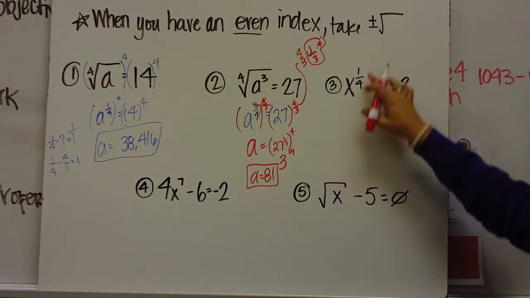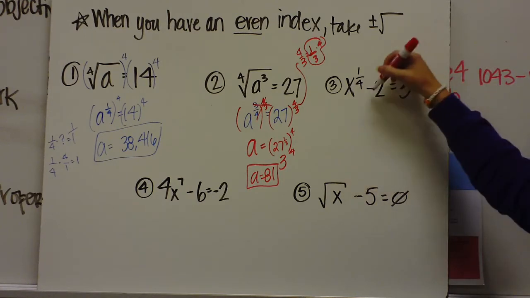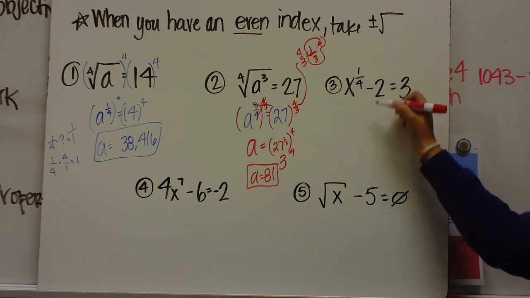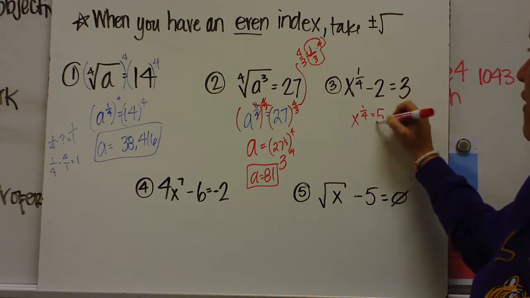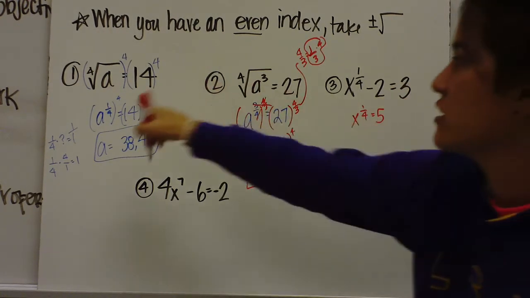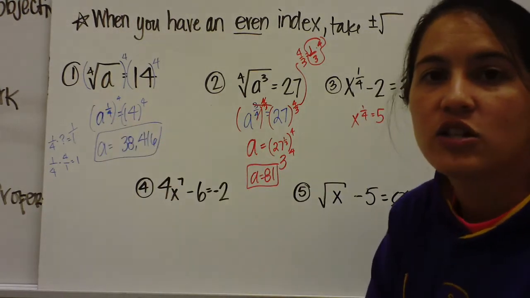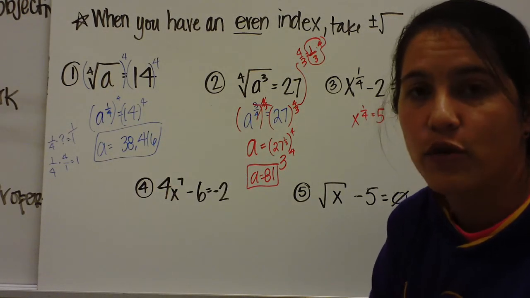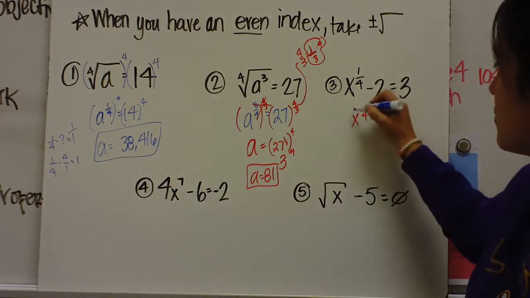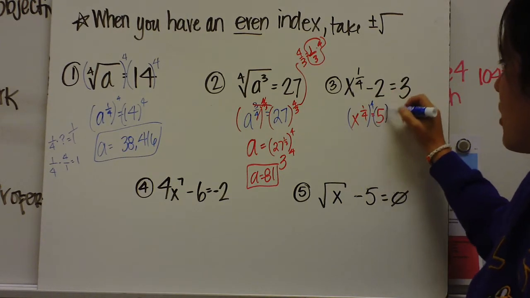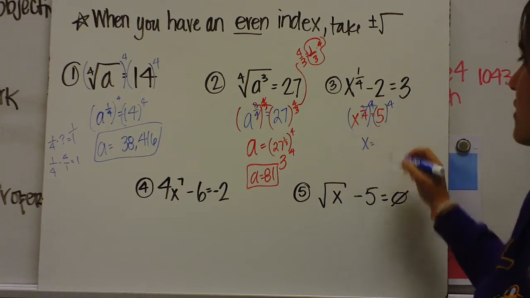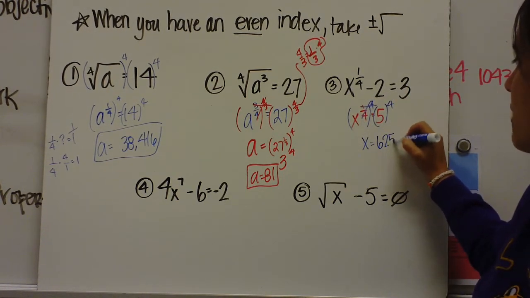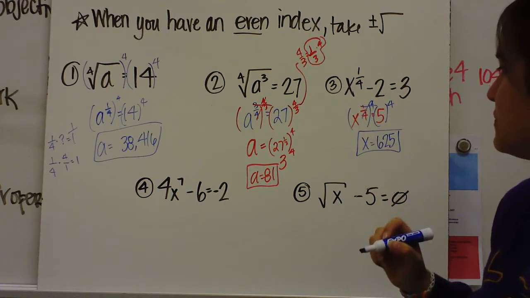Question number 3. x to the 1/4 minus 2 equals 3. First thing we have to do is move this 2 over by adding 2 to both sides. And I get 5. Now this looks a lot like this over here. To solve it, if it's raised to the 1/4 power, you're going to raise it to the reciprocal. So I'm going to raise it to the 4th power. And those are going to cancel, and 5 to the 4th power is 625.